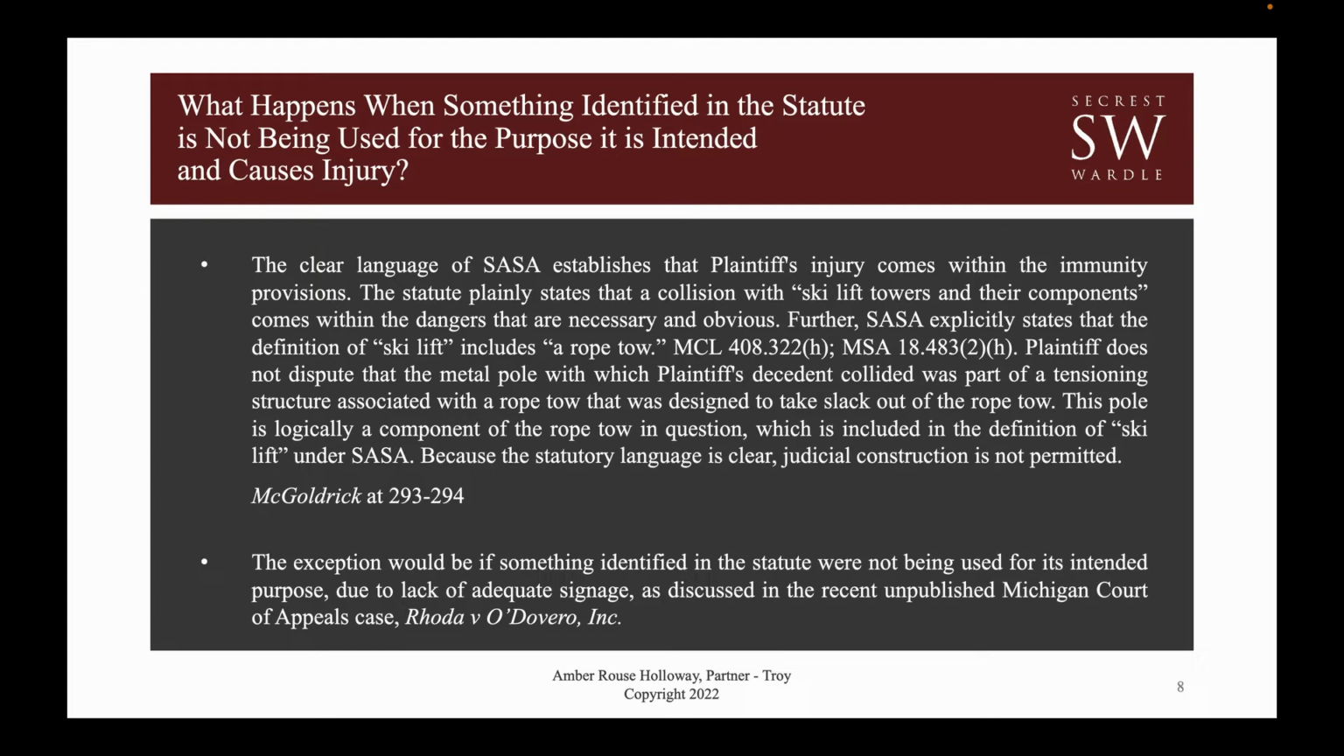The statute plainly states that a collision with a ski lift tower and their components comes within the dangers that are necessary and obvious. Further, the SASA explicitly states that the definition of a ski lift includes a tow rope. Plaintiff does not dispute that a metal pole with which plaintiff's decedent collided was a part of a tensioning structure associated with a rope tow that was designed to take slack out of the rope tow.